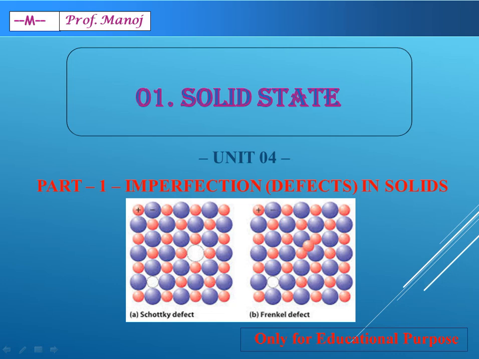Hello everyone. Let us begin with the fourth unit of the topic solid state, which is divided in two parts. Part 1, imperfections or defects in solids. Part number 2 will be electrical and magnetic properties of solid, which will be a separate video.